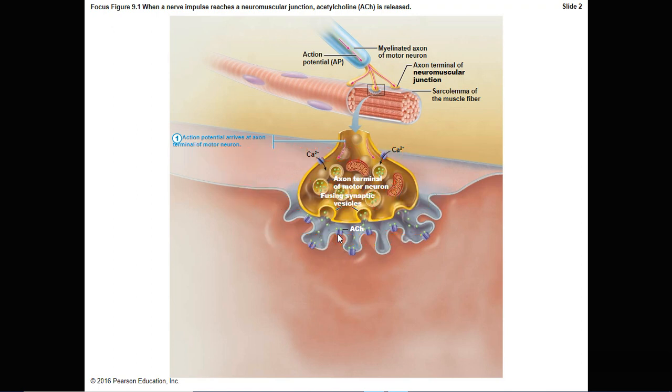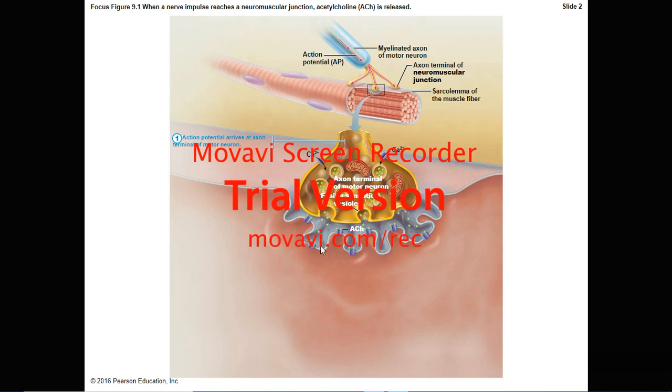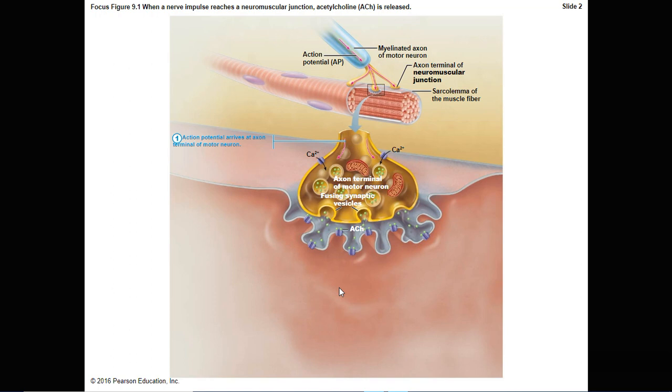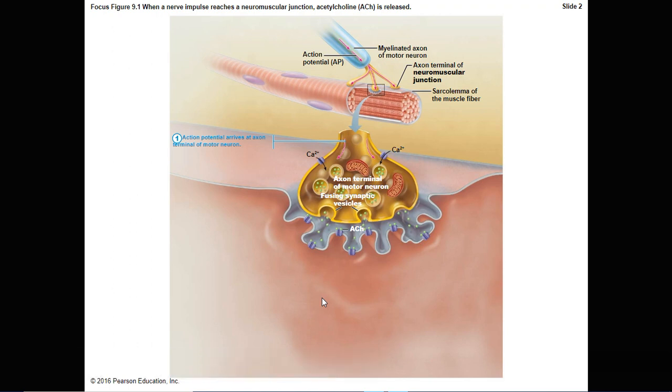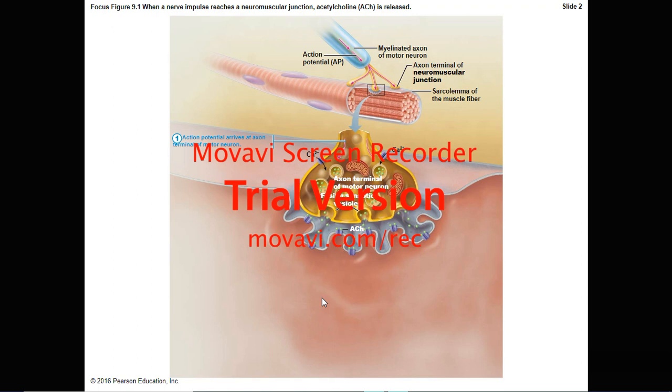chemically gated ion channels, sodium, potassium. So sodium is going to rush in, potassium will rush out. But we will also have calcium that's going to deal with the muscle fiber and the sarcoplasmic reticulum, and that calcium is going to be released from the sarcoplasmic reticulum in the muscle fiber, and that's going to bind to troponin, and then that's going to allow myosin on the thick filament to bind to actin on the thin filament, and that allows for muscle contraction.